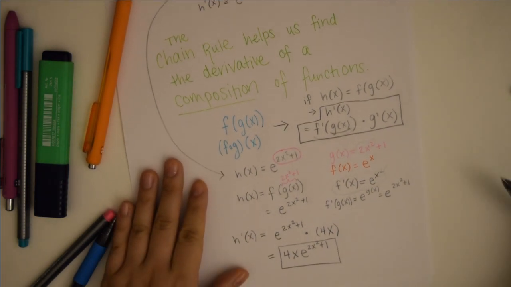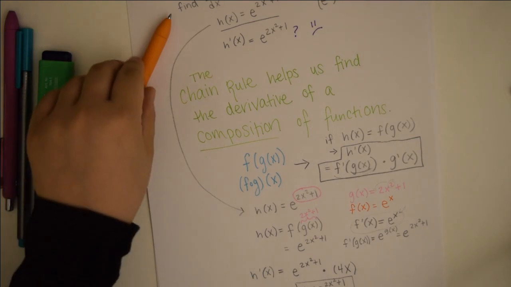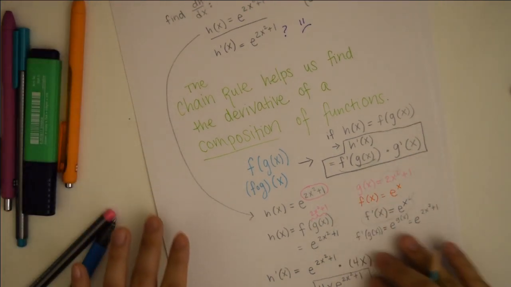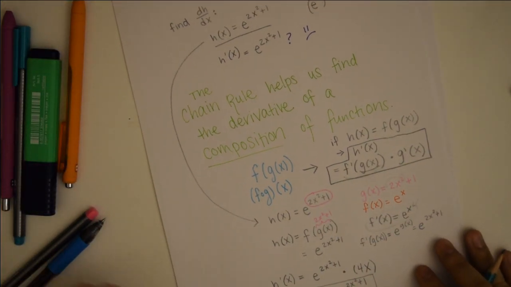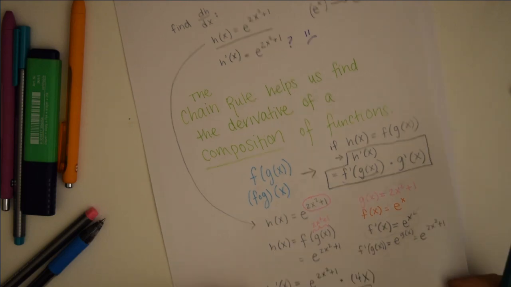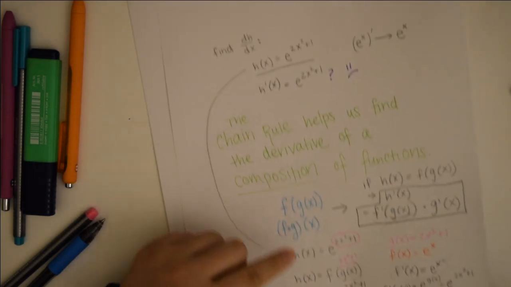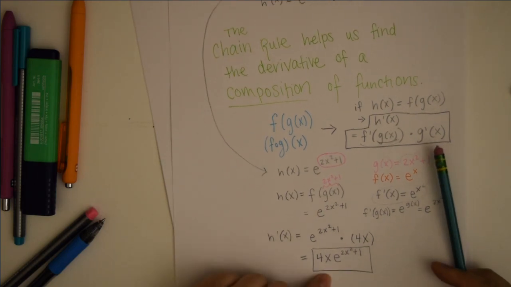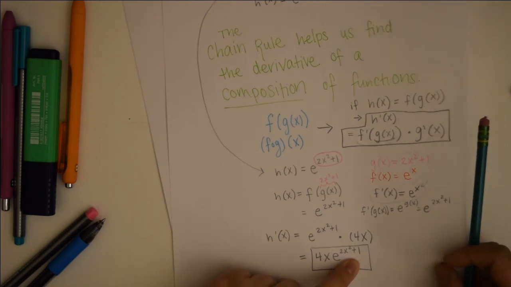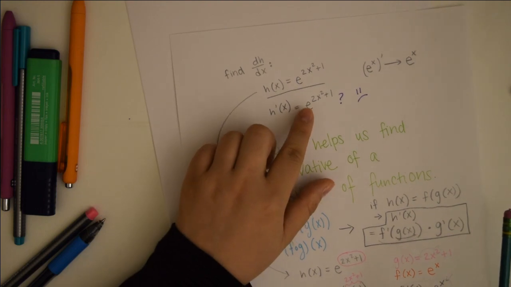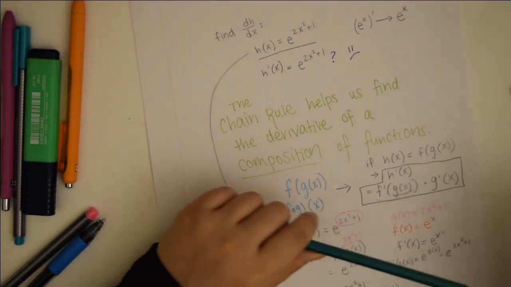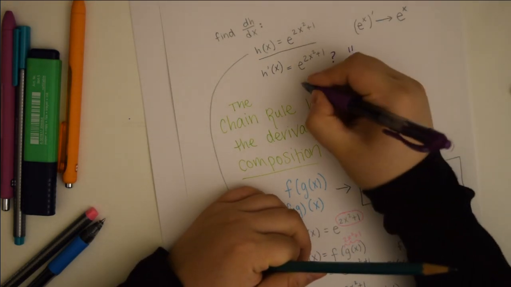So what did I actually just do, really, right? Like, that seems really complicated. Well, this answer kind of almost looks like our guess, right? It almost looks like this answer, 4x e to the 2x squared plus 1, kind of looks like our e to the 2x squared plus 1. I just needed to multiply by 4x.